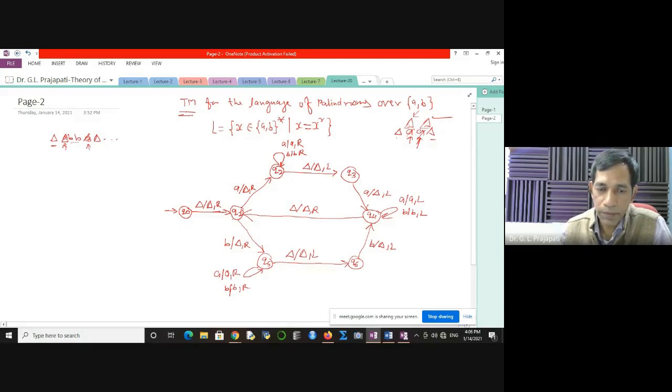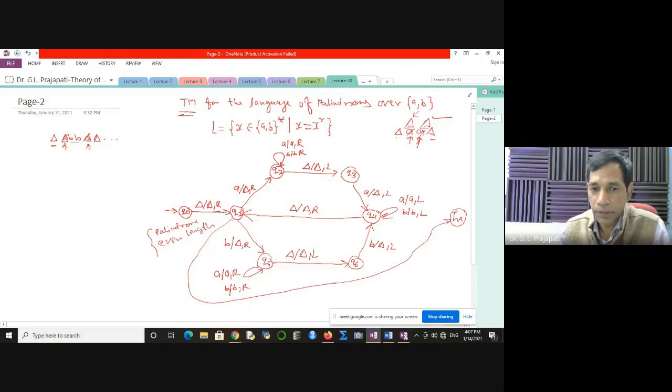So from this position, once you find the blank symbol, whenever you have the blank, you are going to the HA, and this is the case of even length. So for the case of even length palindrome, you are going to accept from the state q1.